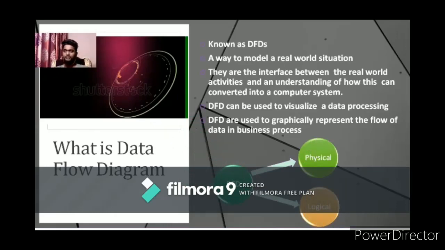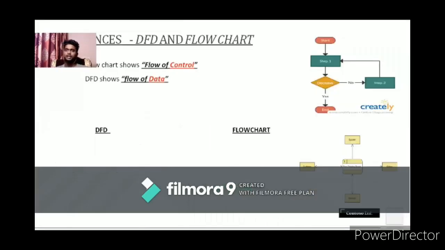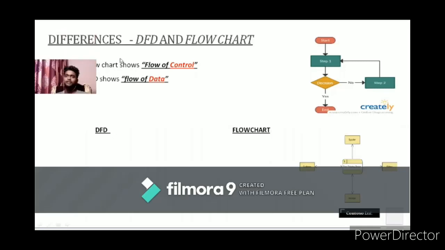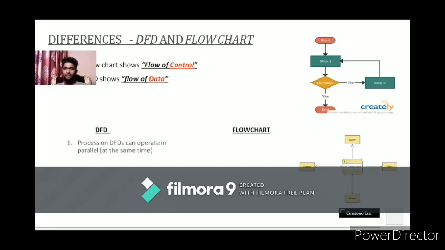I think you guys got a simple understanding of what DFD is. We will go to the second slide, the differences between DFDs and flowcharts. DFDs and flowcharts are almost similar, but not really similar. We will see the differences. First, processes on a DFD can operate in parallel. At the same time, two processes can be operated in a DFD, but in a flowchart, processes execute only one at a time. Only one process can be executed in a flowchart.